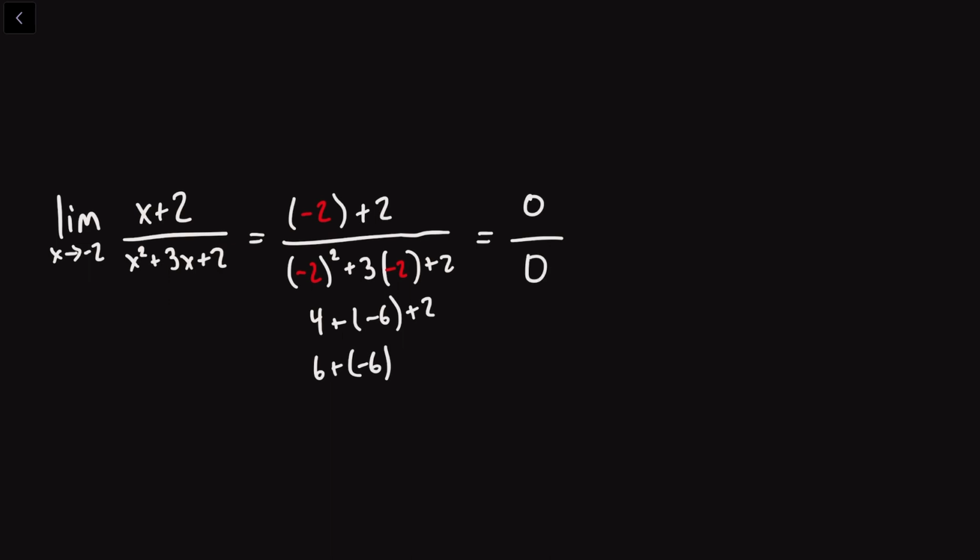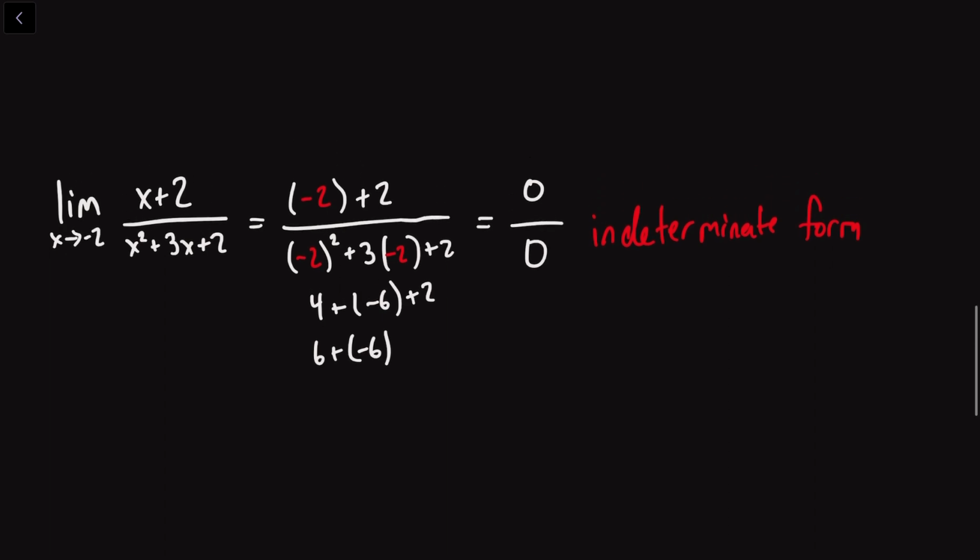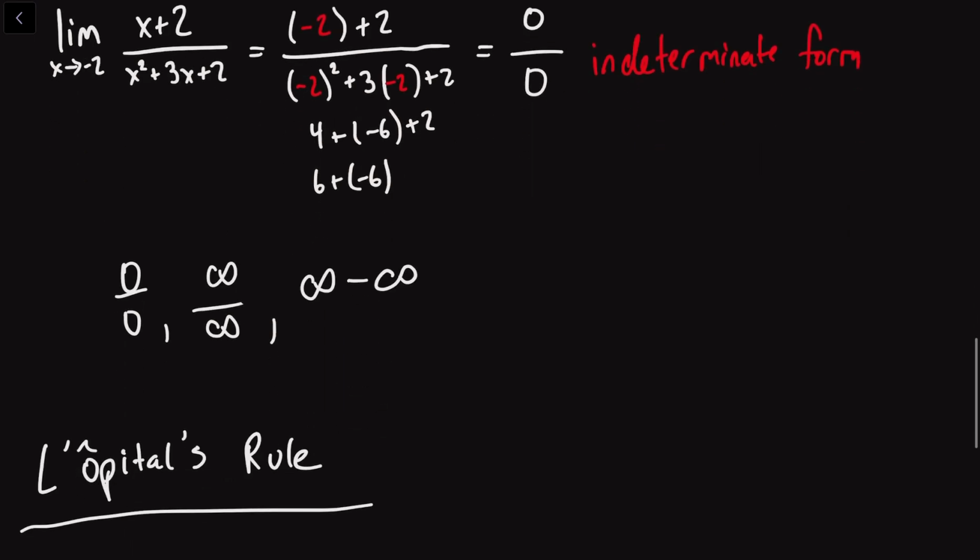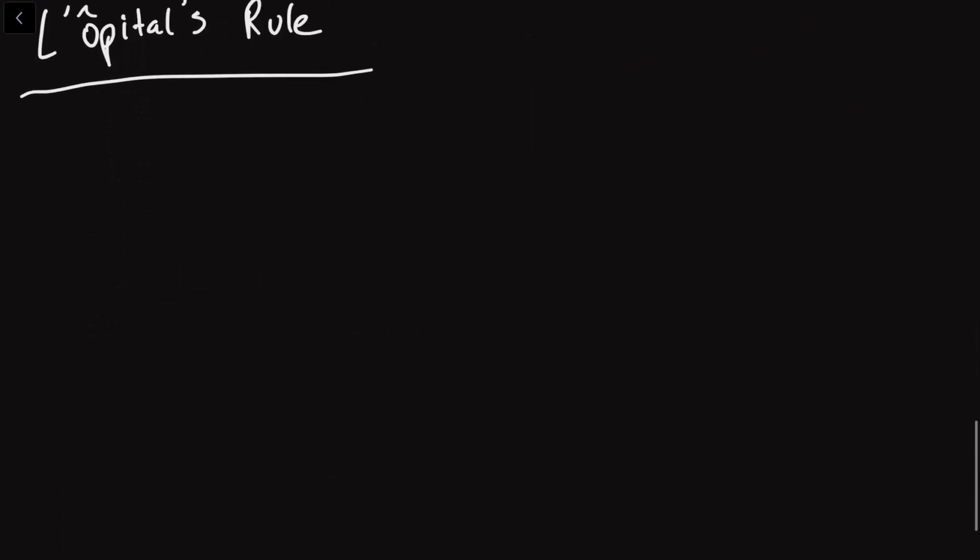And 0 over 0 is known as an indeterminate form. It's unsolvable. So examples of indeterminate forms are 0 over 0, infinity over infinity, and infinity minus infinity. These are some examples. And when we get an indeterminate form when plugging in for a limit, we need to use L'Hopital's rule. So what is L'Hopital's rule?